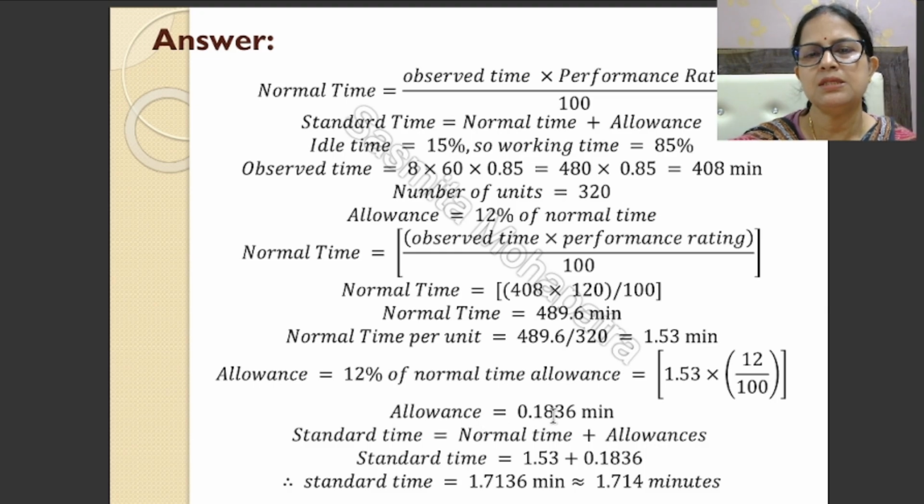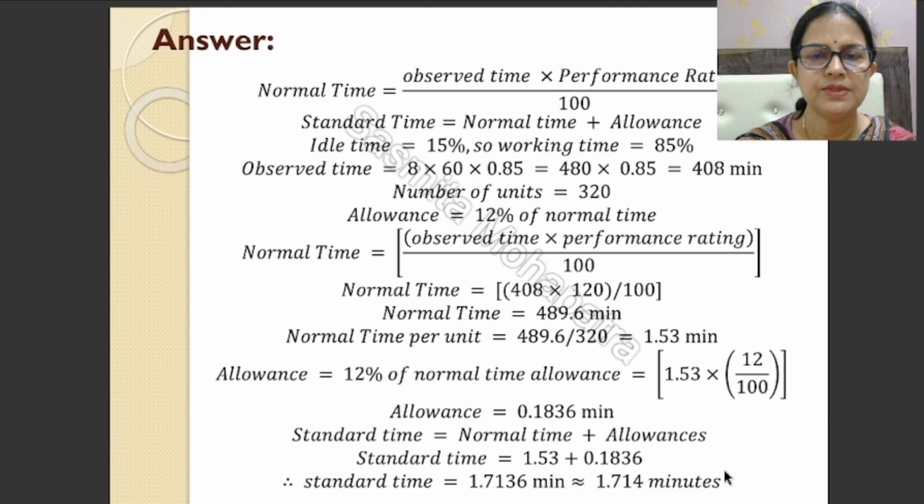Always remember that allowance is given on normal time. So 12% of normal time, that is 1.5 into 0.12, that is 0.18 minutes. Standard time equals normal time plus allowance, that is 1.53 plus 0.1836. So the total standard time we can calculate is 1.7136 minutes, or we can make it 1.714 minutes to complete a particular job or unit of production.